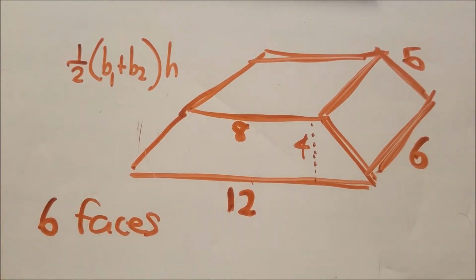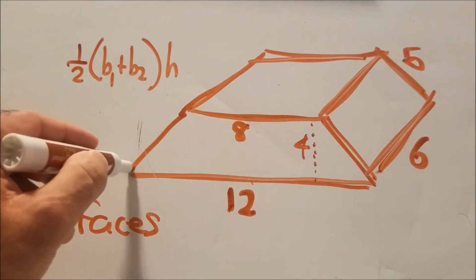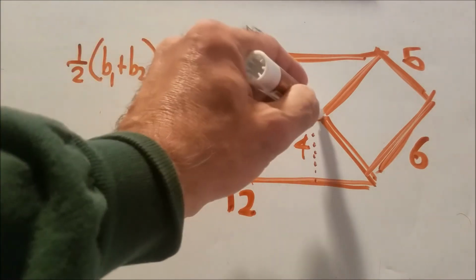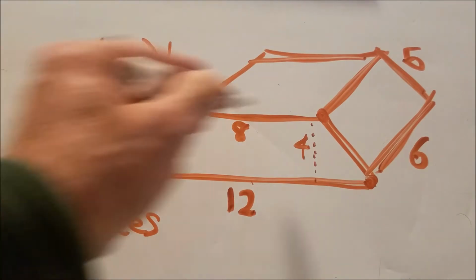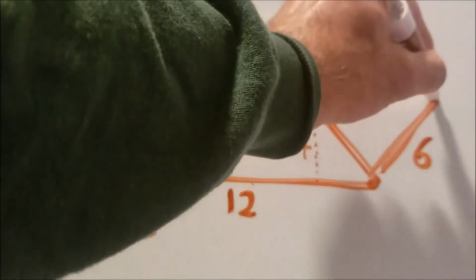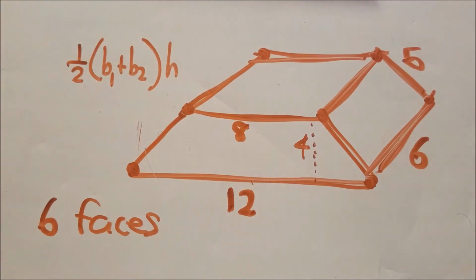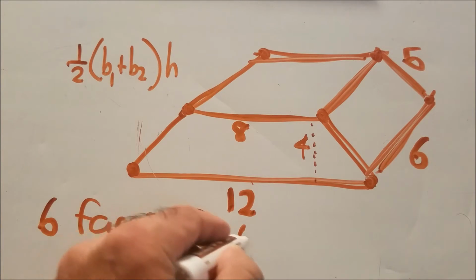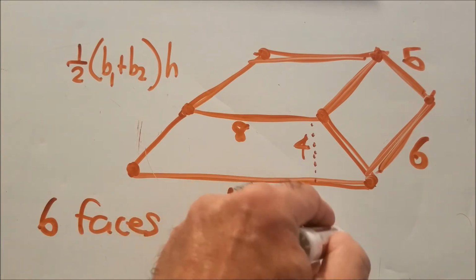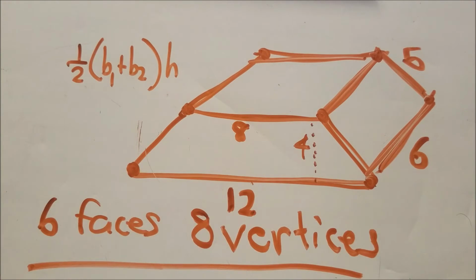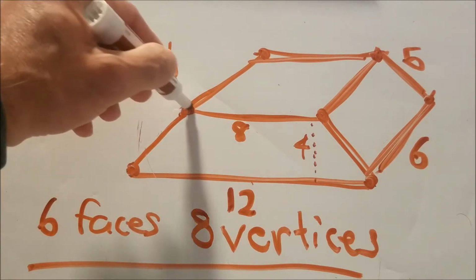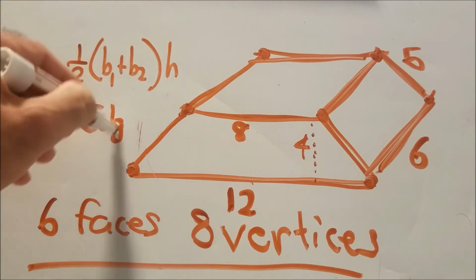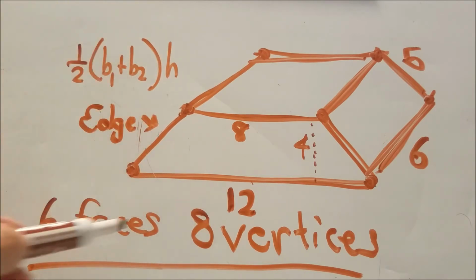And how many vertices do we have? You should remember that word. We have 1, 2, 3, 4. Remember, vertices is plural for vertex. So we have 4 here, 5, 6, 7, and there's 1 you can't see in the back. So we have 8 vertices. And of course, we know that the line connecting 2 vertices is called the edge. We remember that from the last videos. So we have our edges, faces, and vertices.